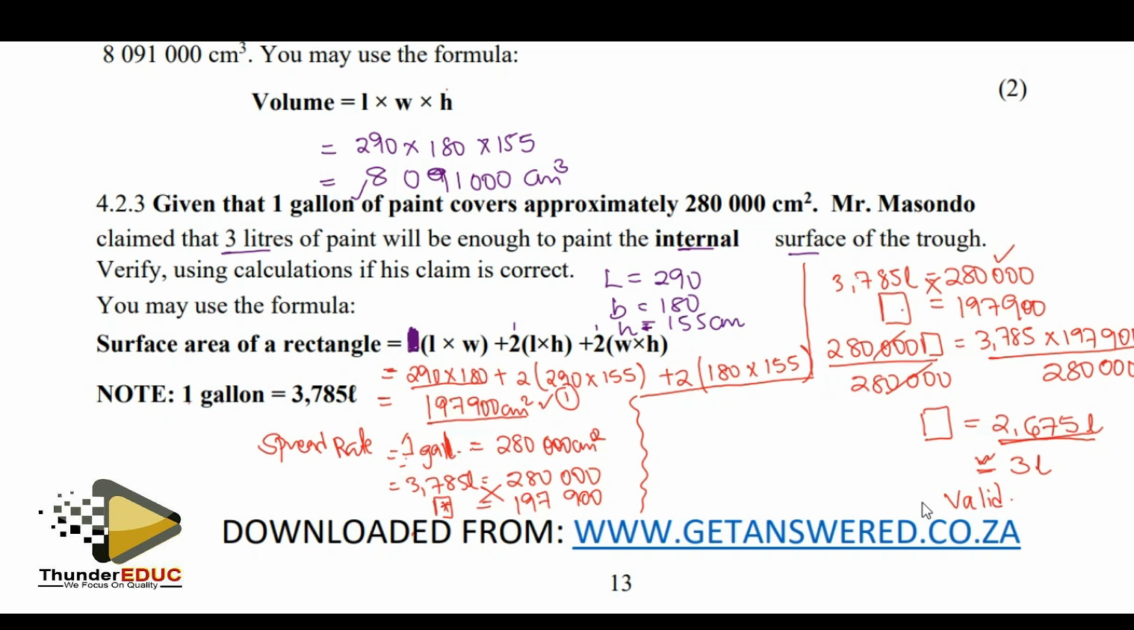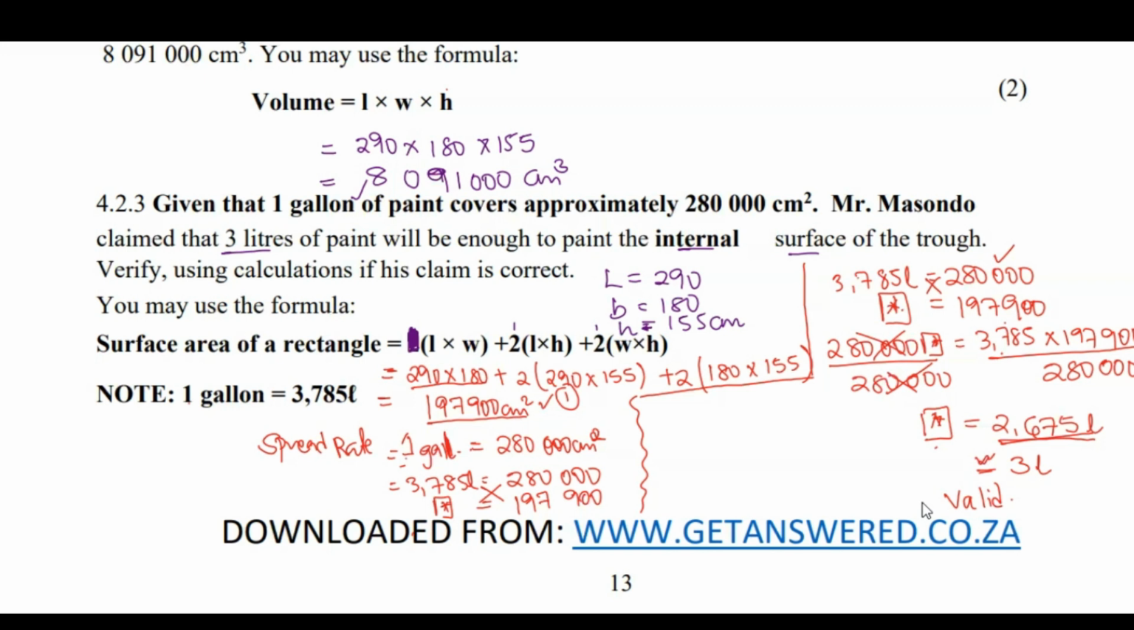Then this number here multiplied with this. That's why I have this now on top. Because I'm looking for this box here. I'm looking for the answer in this box here. I needed to divide by this on both sides, so that I remained with the box on one side. When I divided this, I ended up having 2.675 liters, which is approximately 3 liters.